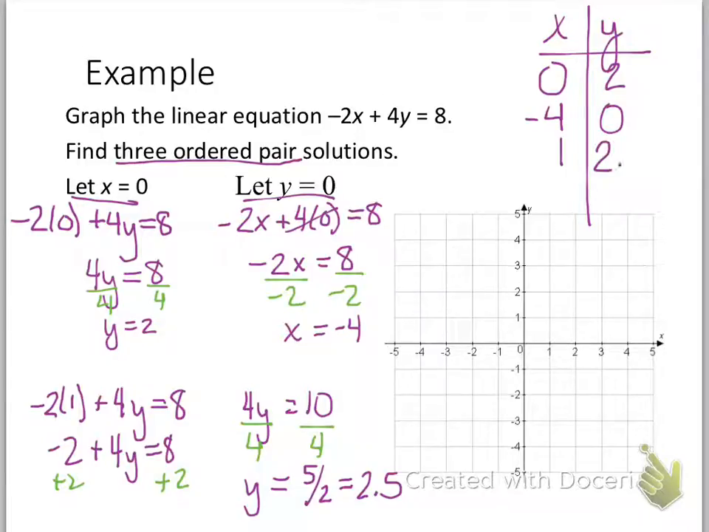So I am graphing 0, 2, negative 4, 0, and 1, 2.5. Notice, if the dots do not connect to make a straight line, you must have a mistake. So, in this case, we know that since the dots are connecting, we should be okay. We have not made any mistakes.